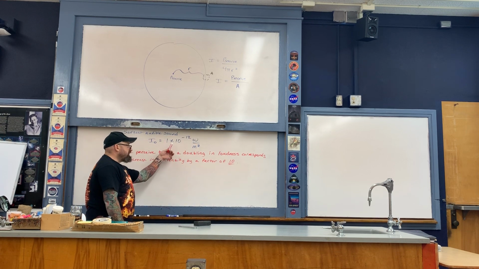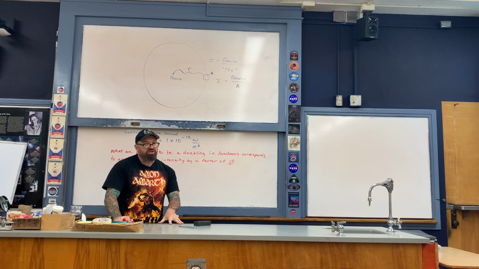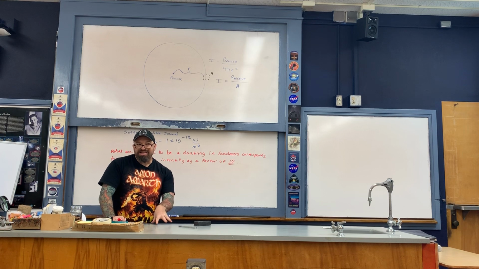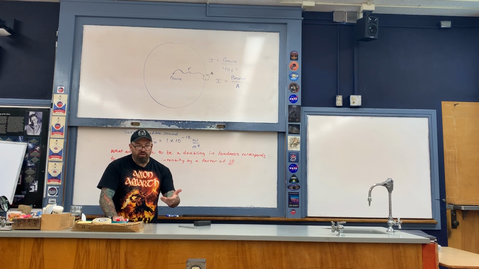So 1 times 10 to the minus 11 watts per meter squared, we would then perceive that as twice as loud as this value here. 1 times 10 to the minus 10 watts per meter squared, we would perceive that as twice as loud as 1 times 10 to the minus 11th. We would perceive it as 4 times as loud as 1 times 10 to the minus 12th, and so on and so on and so on.